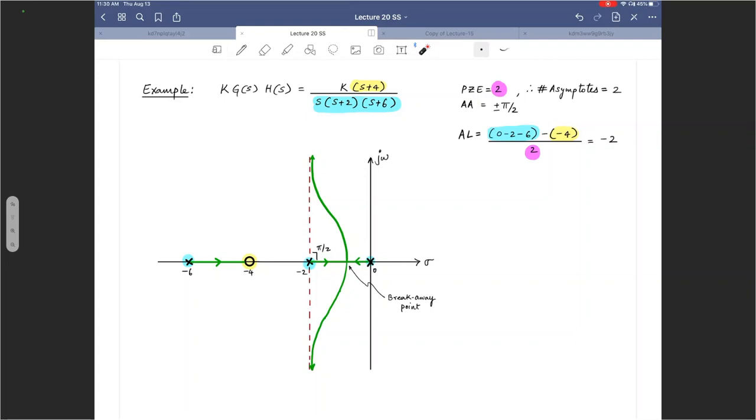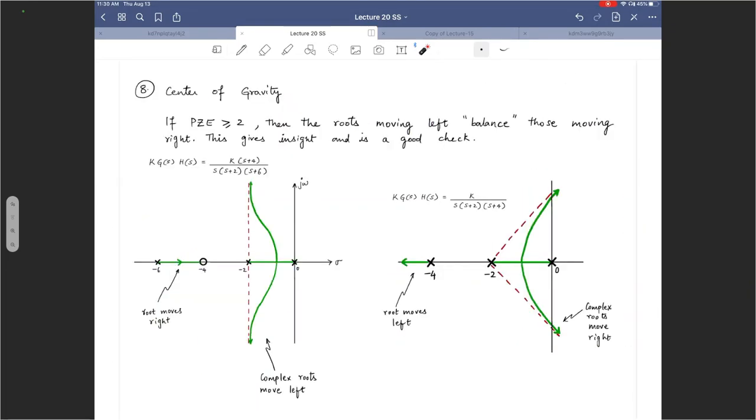Let's move on to center of gravity, which essentially means that I am going to have certain root locus move left and certain others move right to balance things out. So if the pole-zero axis difference is greater than or equal to 2, then the roots that move left balance out those moving right. This gives you an insight and is a good check, right? If you're sketching the root locus, this is a very quick check that you can do to make sure that your root locus is correct, right?